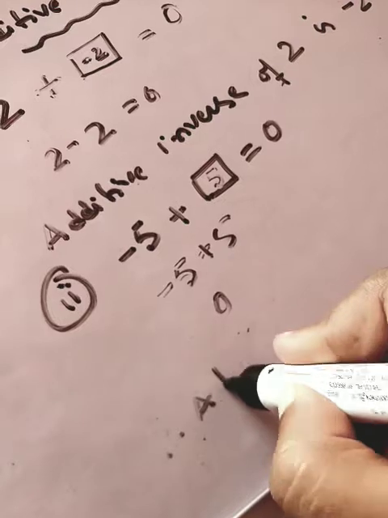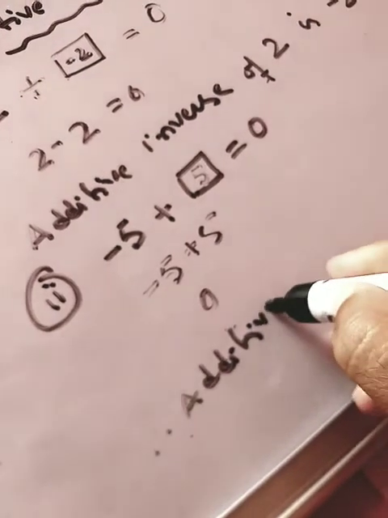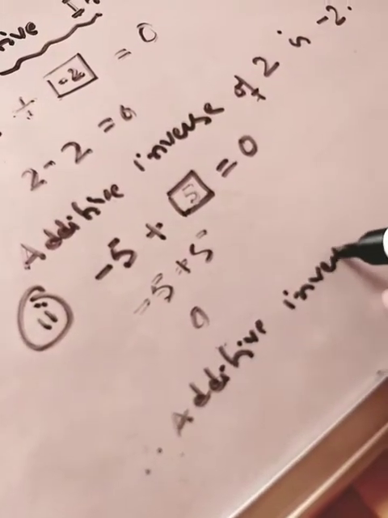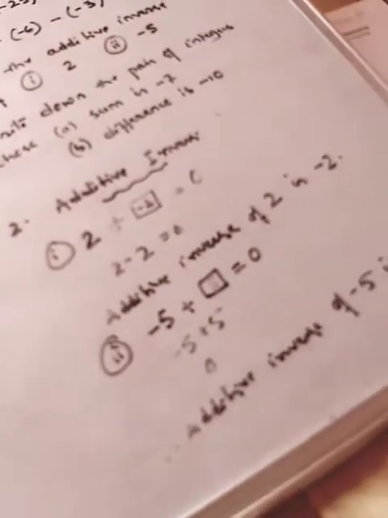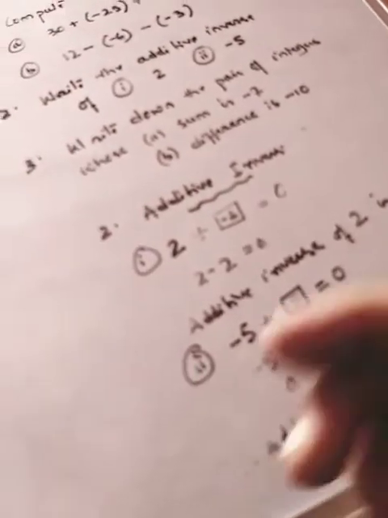Therefore, additive inverse of minus 5 is 5. This is how exactly you will give your answer. Now let's move on to sum number 3.